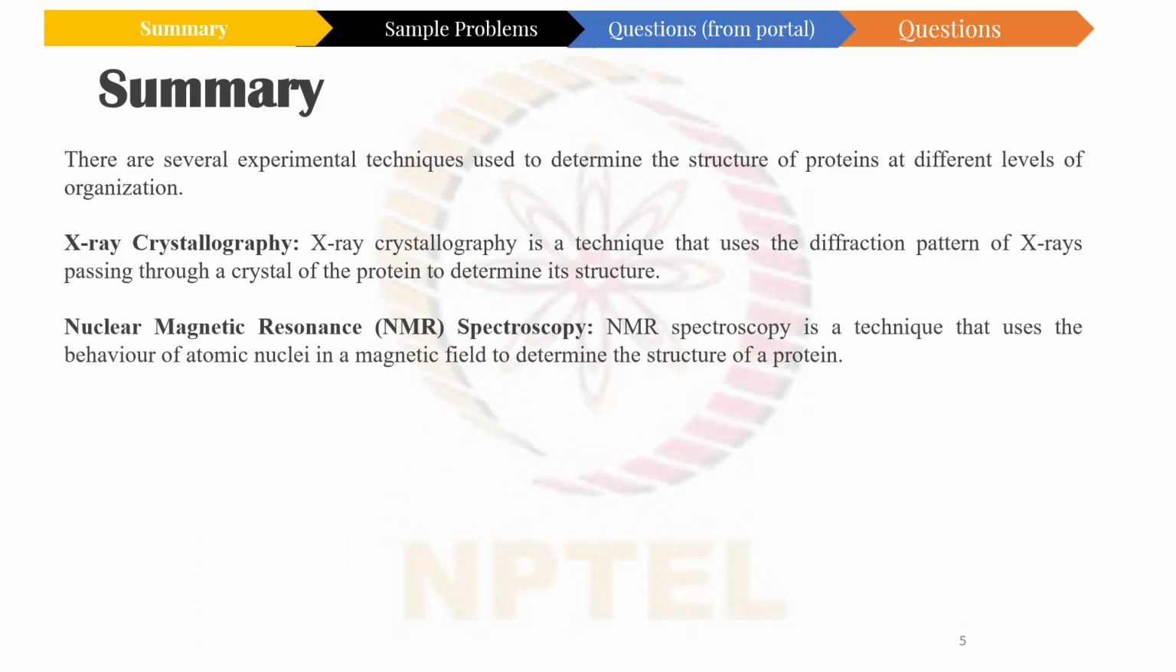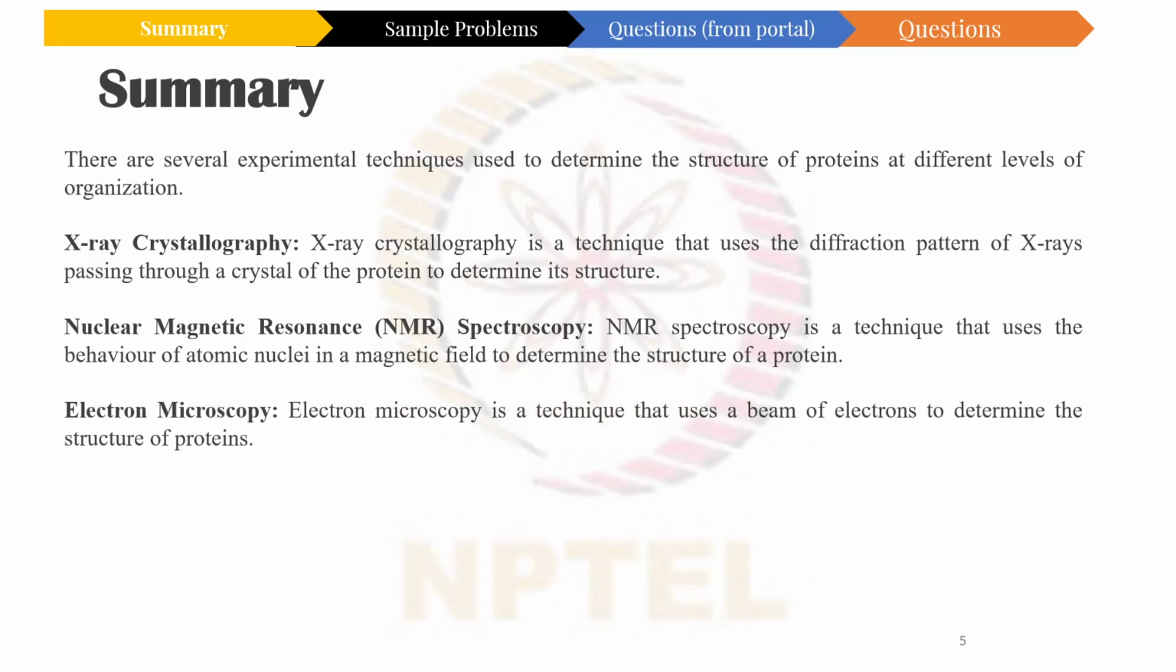The other method is NMR, which uses the behavior of atomic nuclei in a magnetic field to determine the structure of a protein. In this NMR method, the protein is purified and then dissolved in a solution, and the solution is then placed in a strong magnetic field, and radio waves are used to excite the atomic nuclei in the protein. The behavior of these nuclei is then used to determine the structure of the protein. The third method is electron microscopy, which uses a beam of electrons to determine the structure of proteins.